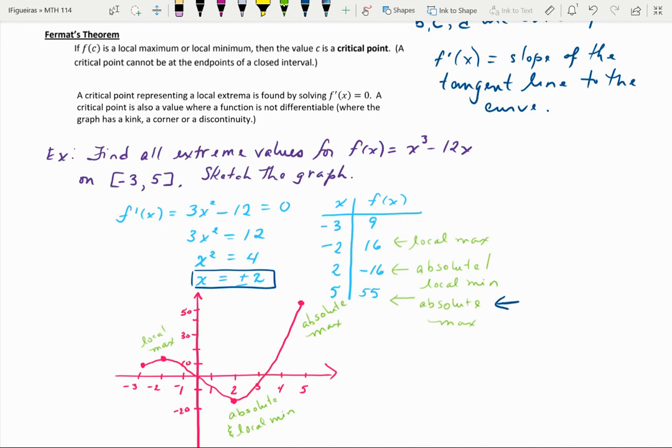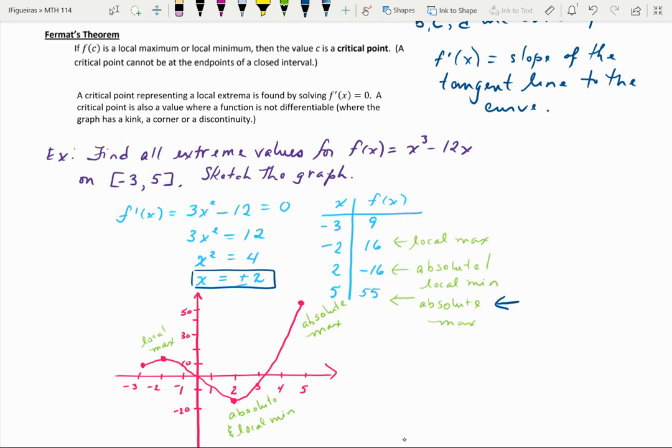Similarly, -16 is the smallest value overall. But this -16 is a little different than what we discussed for 55, because that one is an absolute minimum, but it's also a local minimum because 2 is inside of the interval from -3 to 5. Remember, local extrema exist inside of the closed interval. You can also have absolute inside of the closed interval, but the endpoints, the first and last values, can only be absolutes or nothing.